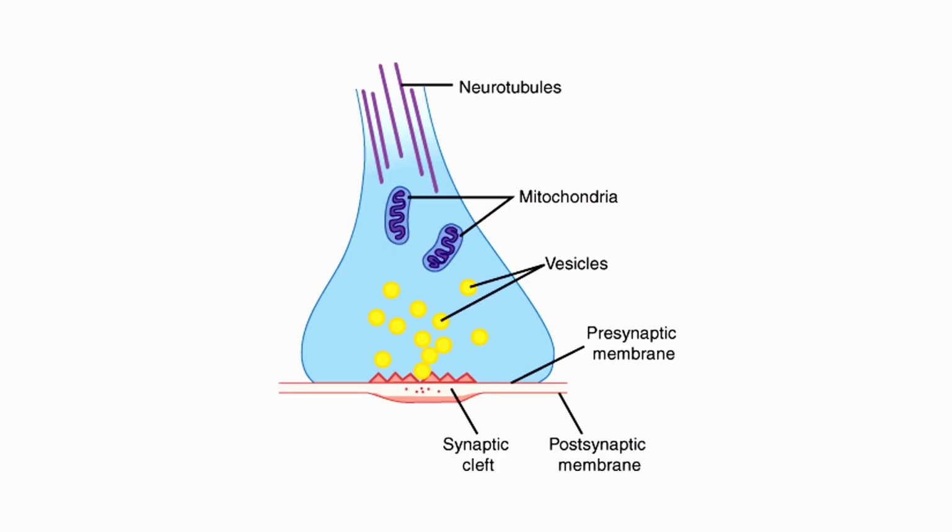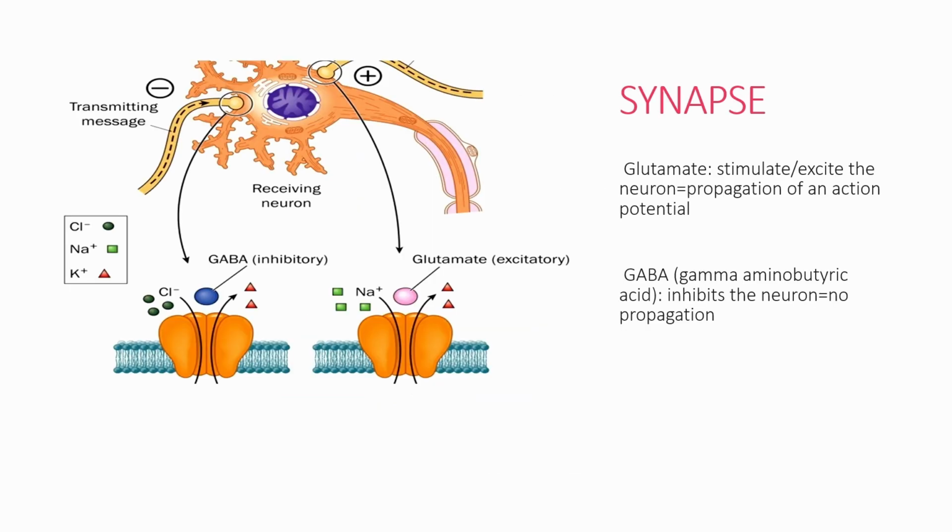We have our synaptic cleft and we have the postsynaptic membrane, where obviously it's going to bind. Here's our synapse again. For our excitatory, it's going to be sodium. Glutamate is the major excitatory neurotransmitter of the brain. GABA is the major inhibitory one of the brain.